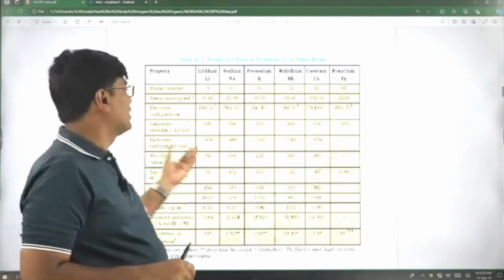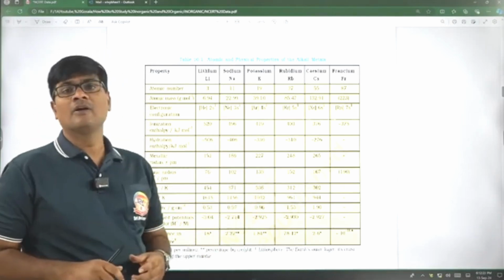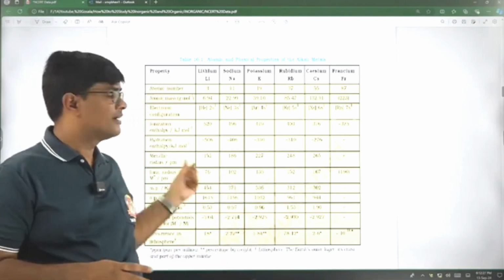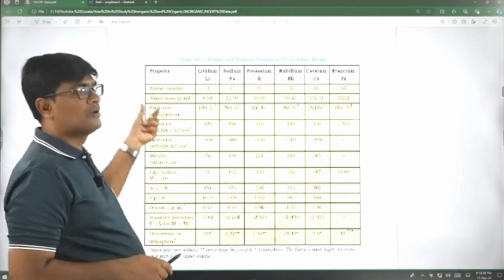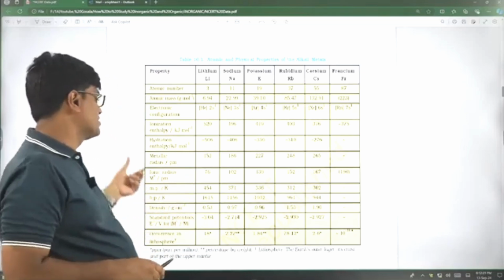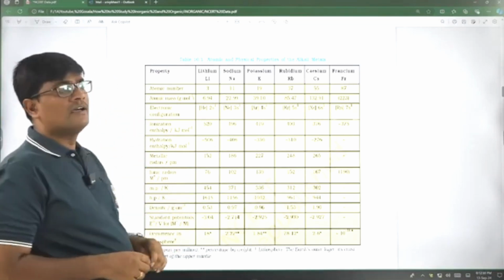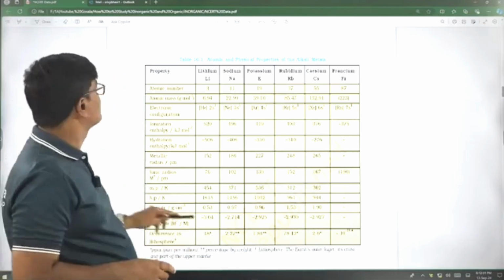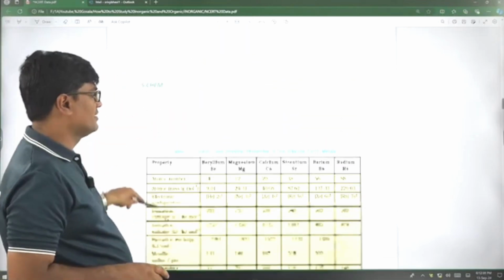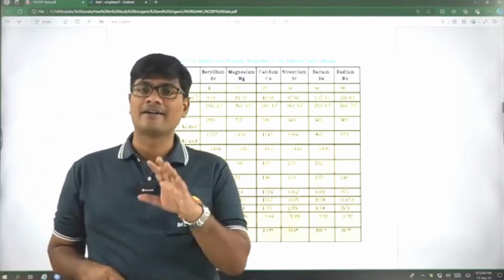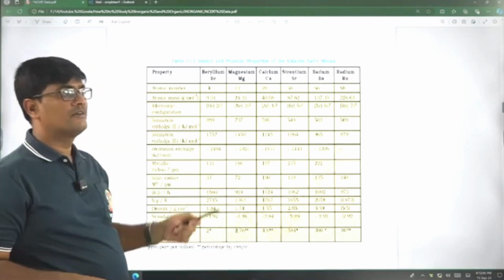So in S block, we have the data on what happens to atomic radii down the group. With the help of this table, we can get the information. And also, down the group, what happens to ionization energy and other properties of elements. This is about S block. In that, the first one is alkali metals. Next, we have collected the information related to S block alkaline earth metals. Same story we are going to get.